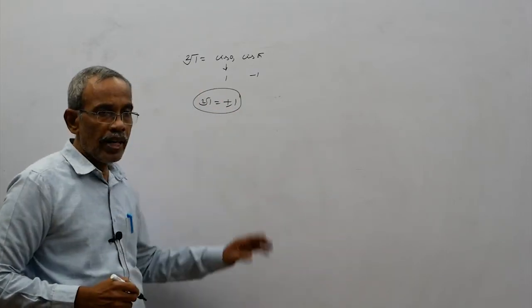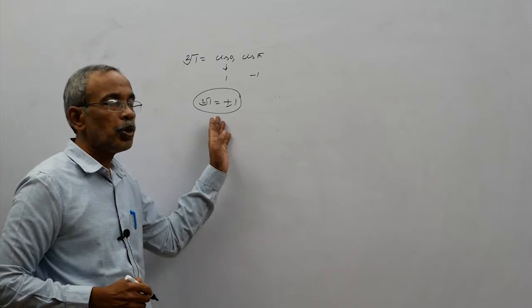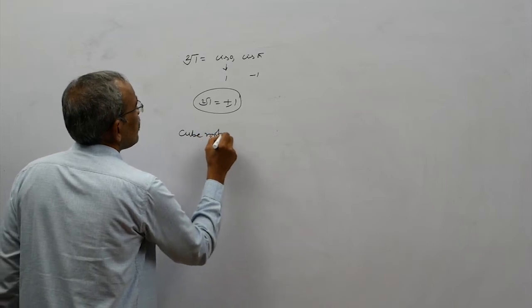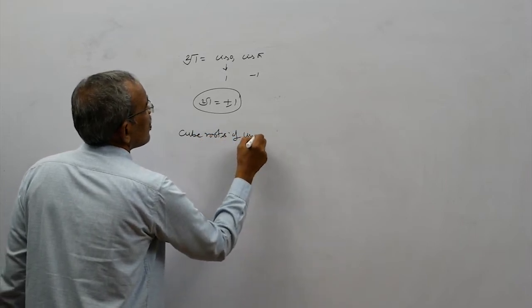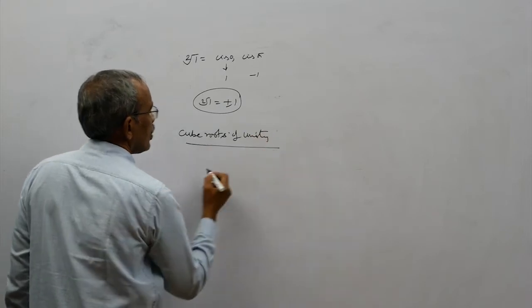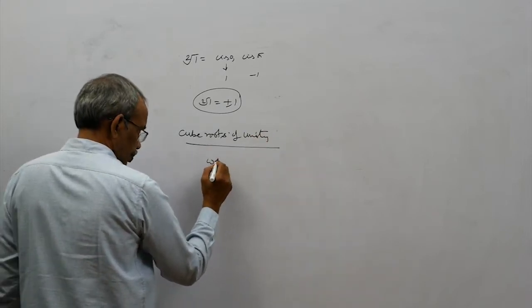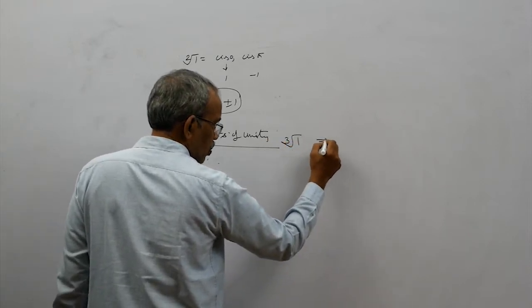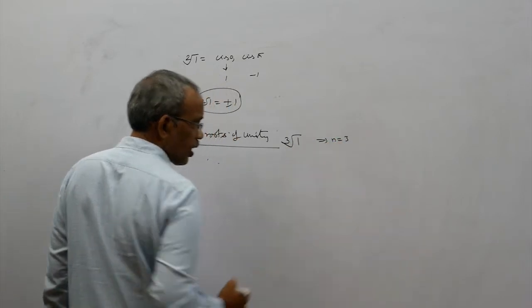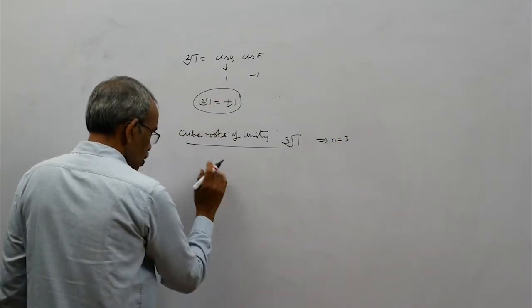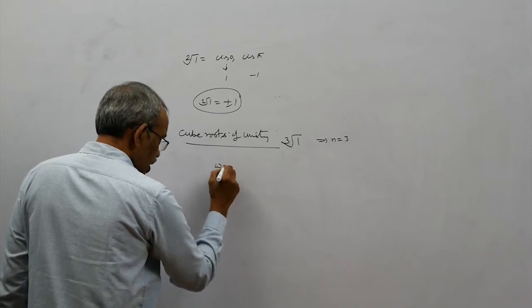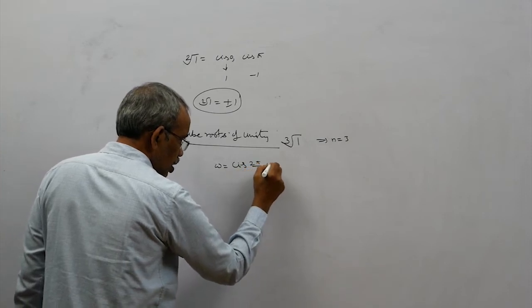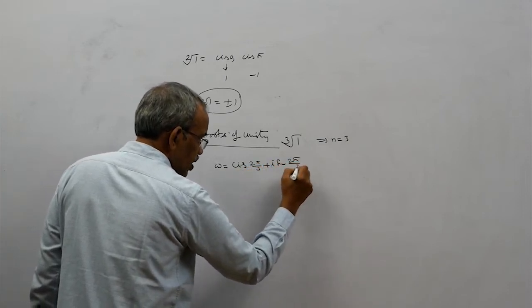Similarly, we have to find the cube roots of unity. Cube roots of unity means cube roots of 1. Let us consider cube root of 1, that means n is equal to 3. Here n is equal to 3. So omega is equal to cis 2 pi by 3 plus I sin 2 pi by 3.